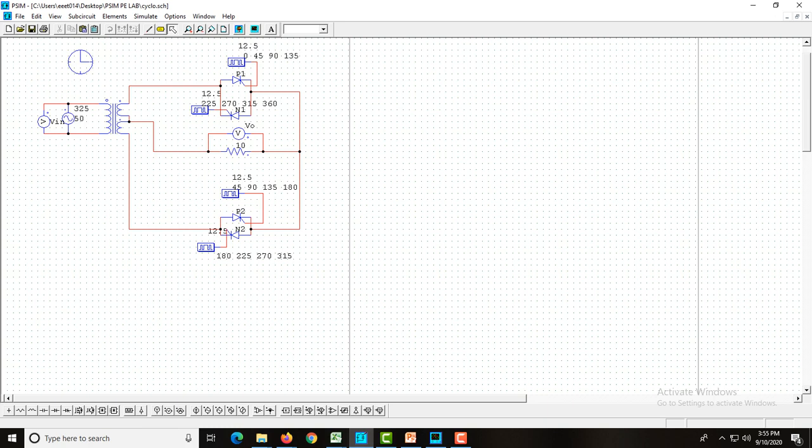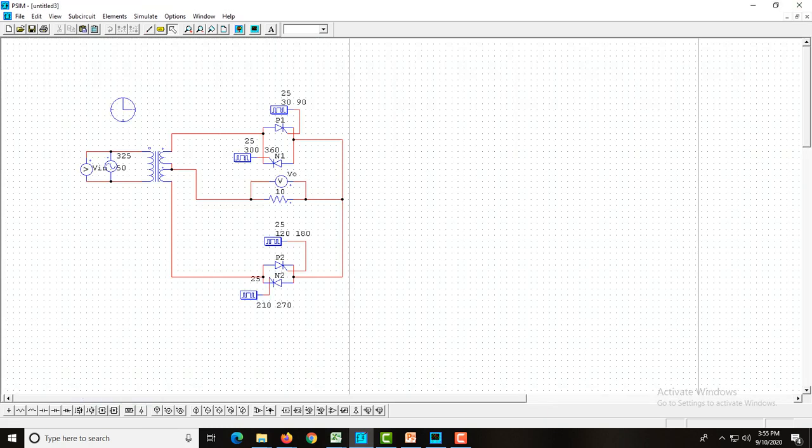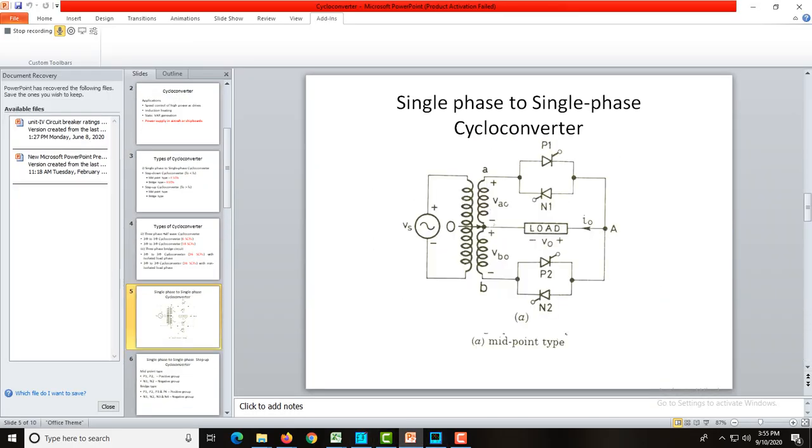So in PSIM we'll have first one, the output frequency of 25 hertz. So 25 hertz means we have to draw the circuit by center tapped configuration. So here we are having 4 SCRs, one center tapped transformer, input supply voltage, and load of resistance.